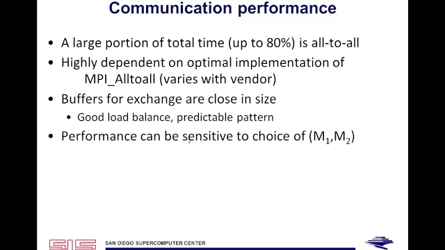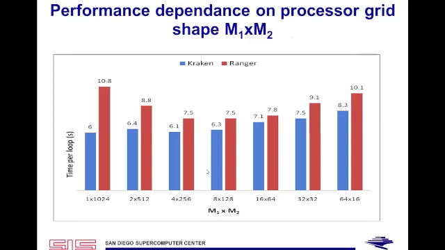Typically, a large portion of total time, up to 80% or so, is spent in communication. It's very communication-intensive code. I'm talking about large-scale runs. It's highly dependent on optimal implementation of MPI all-to-all, which varies from vendor to vendor. And performance can be sensitive to the choice of processor grid. I mentioned that there is a two-dimensional Cartesian grid that we are setting up. So depending on how you do it, you get somewhat different performance.